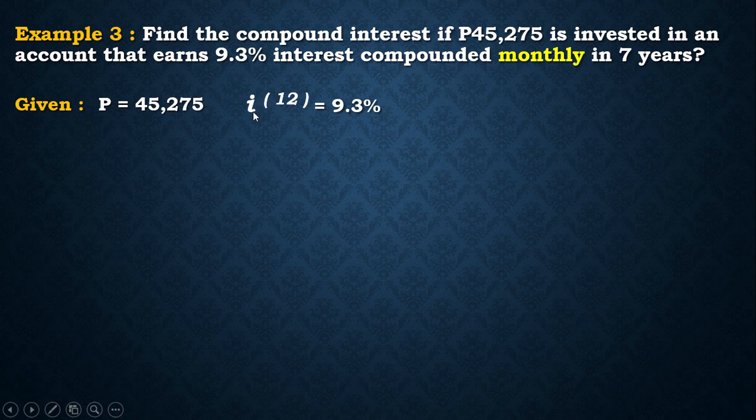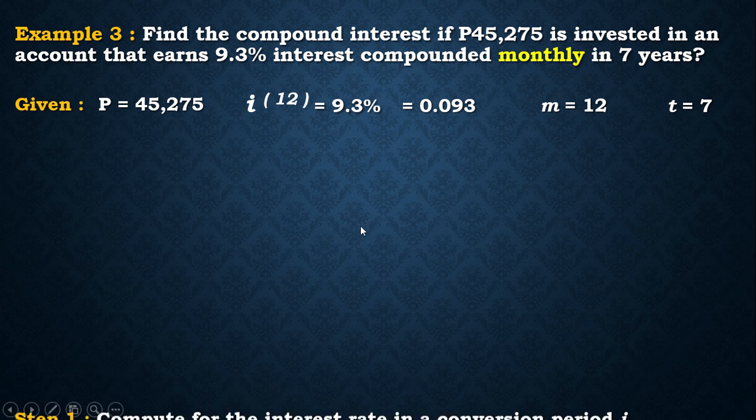The nominal rate, so yung I raised to M, yung M pinalitan natin ng monthly which is 12, is equal to 9.3%. So, etong 9.3% ay i-divide po natin sa 100. Lagi pong i-divide sa 100. So, that will become 0.093. Again, 9.3% or 9.3 divided by 100, that is 0.093. Ang M po natin ay monthly, so that is equal to 12. At ang T natin ay 7 years.